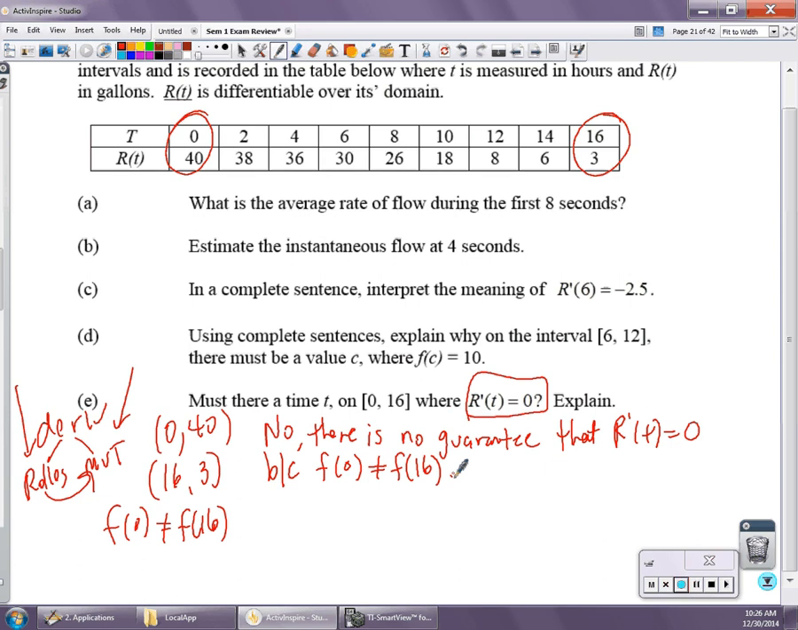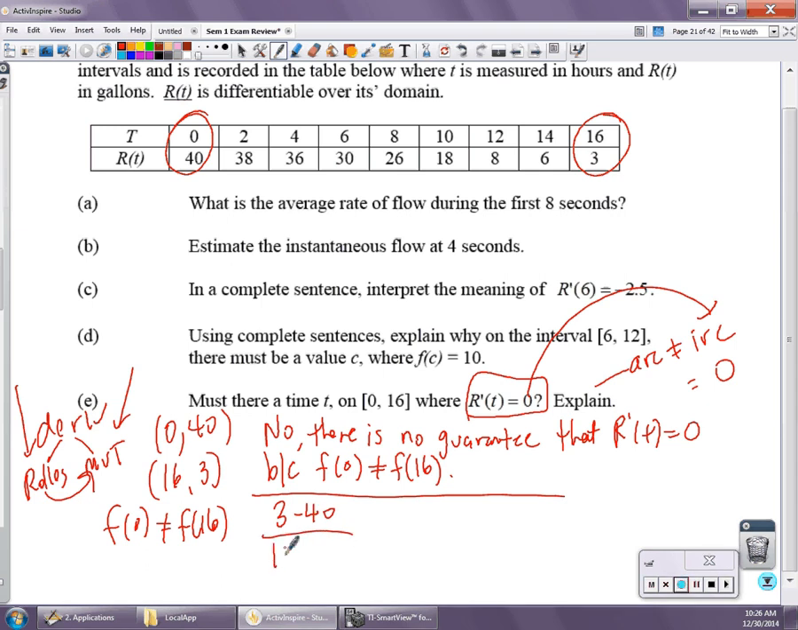Now we could also use the mean value theorem. If we tried to use the mean value theorem, what we'd be trying to show is that the average rate of change is not equal to the instant rate of change. And they're telling us here that the instant rate of change is 0. Well, very easily, if I wanted to use the mean value theorem, then I would do change in y, so 3 minus 40 over 16 minus 0, which is going to give me negative 37 over 16, which is not equal to 0. So I could say by the mean value theorem, the average rate of change is not equal to the instant rate of change. So either one of those would be okay to justify. And let's see what our next problem is.